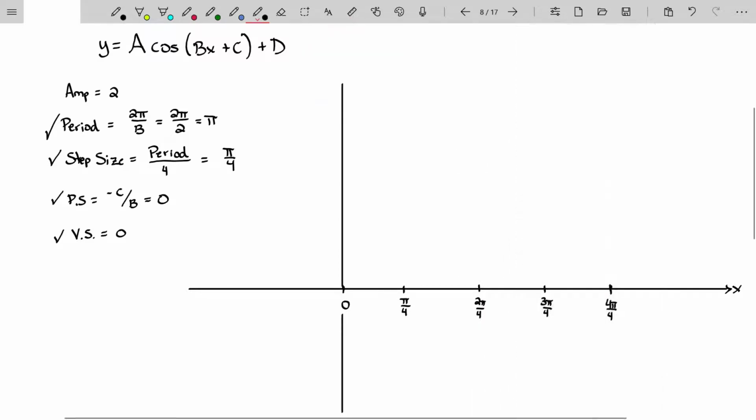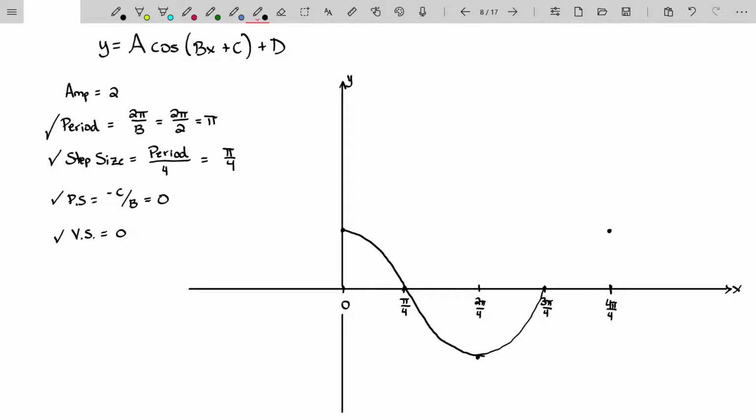And I can turn off my ruler. I don't need that. There's my y-axis. And now I'll go ahead and graph my cosine curve. It starts high, goes through, goes low, goes through, goes high. And so I'll connect those dots with a nice smooth curve.